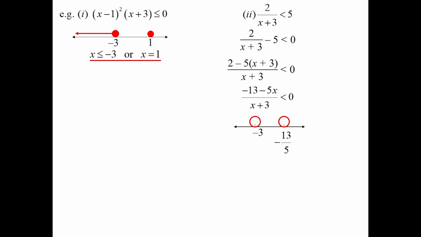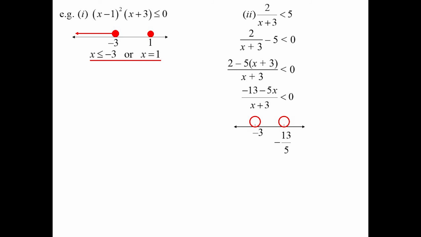The bottom is equal to 0 at -3. The top's equal to 0 at -13 on 5. The only thing you've got to be careful with here, and in this case it's fine, is that both of them are not included. But if that was a less than or equal to sign, we still don't include the -3, because the bottom of the fraction can't equal 0. So that will never be there.